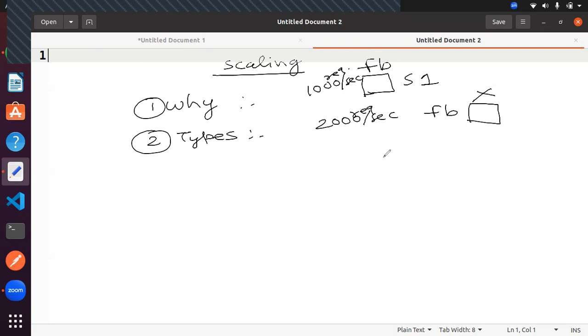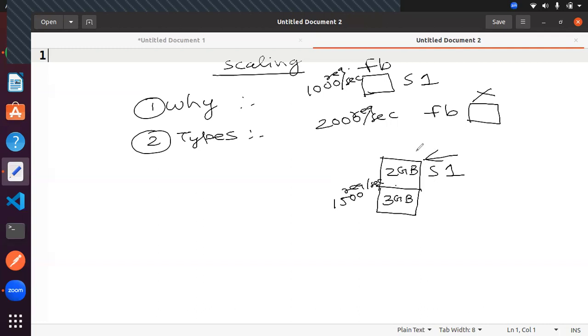That is increasing the size of the server. Suppose before it was 2 GB RAM, and I increased it to 3 GB RAM. Now it can handle 1500 requests per second. This capacity is increased, so this server can handle 1500 per second.